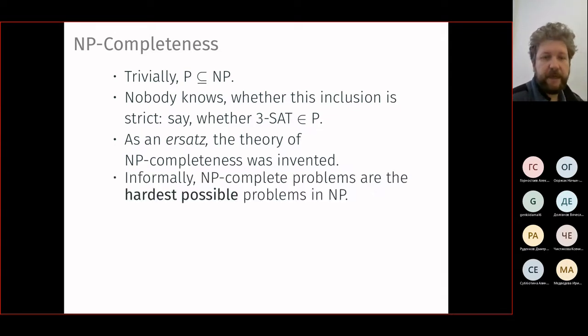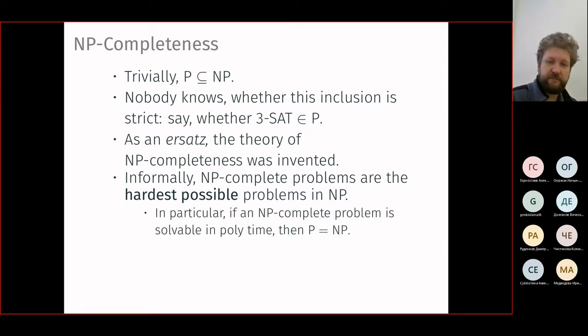So, informally speaking, NP complete problems are the hardest possible problems in NP. We wish to say that 3SAT or SAT is not solvable in polynomial time. We know that it is in NP, and we don't know whether it is in P, but we shall prove that it's the hardest possible problem in a sense in NP. So if it is polynomial, everything else is polynomial. If an NP complete problem is solvable in polynomial time, then P equals NP.